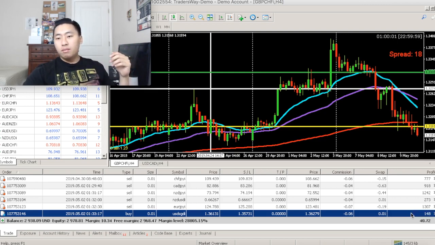But as you can see here, I calculated all of this added together. I'm up 464 pips, and I entered this trade May 2nd. Today is May 10th, so it's been about 8 days, and I'm up 464 pips.